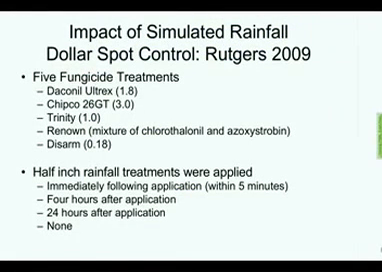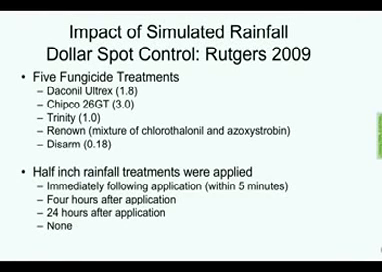We've done some work with wash-off studies. I get a lot of questions from superintendents. What happens if I apply a fungicide and then I get a heavy rainstorm within a few minutes or an hour before the solution has a chance to dry on the leaf blade? Do I have to retreat?